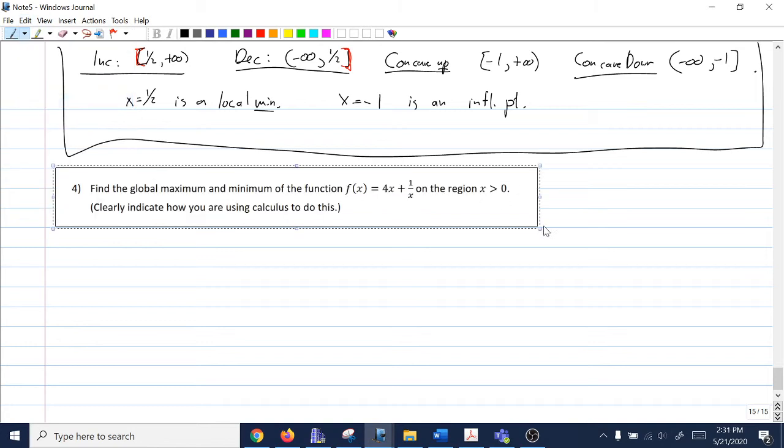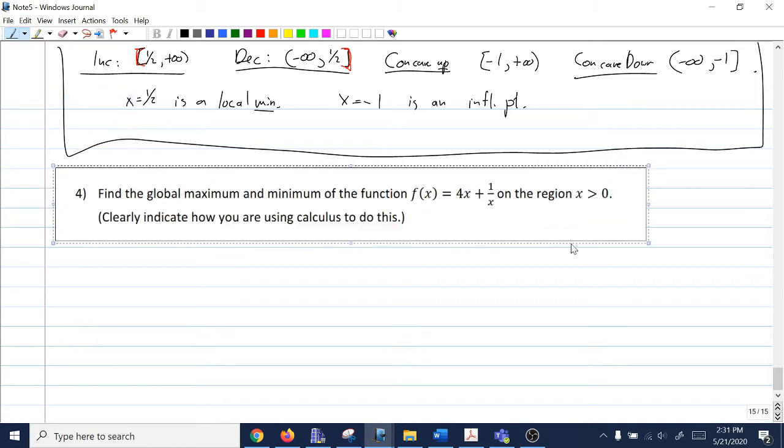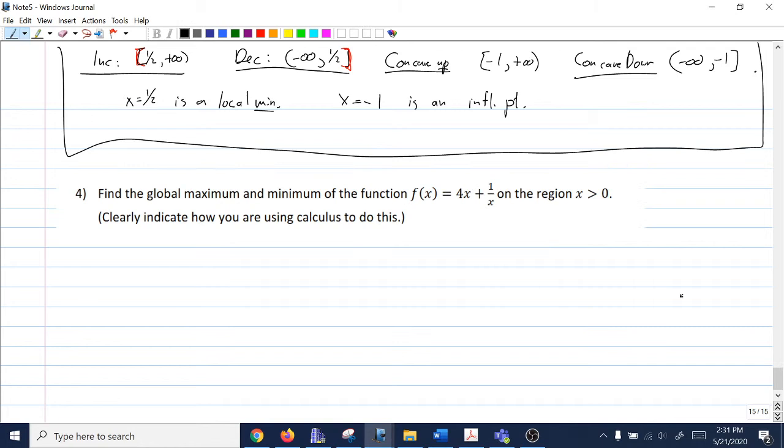What's this problem? Find the global maximum of this function on this region. This is mostly an issue of take the derivative, set it equal to 0. But also we want to say something about how do we know it's a max. We're on the region x greater than 0, which is good because I can't plug in 0 because we'd be trying to divide by 0.